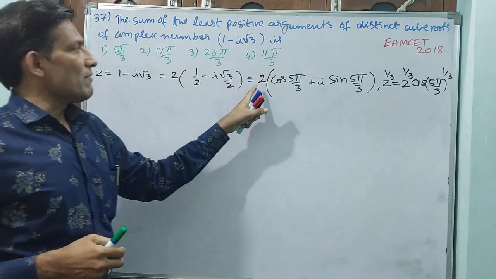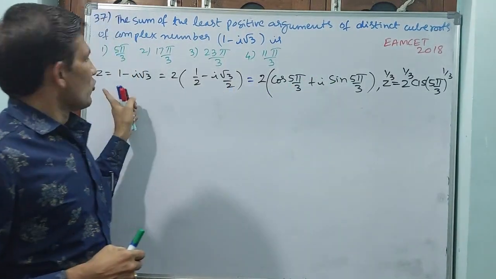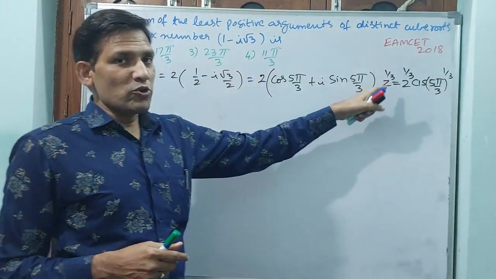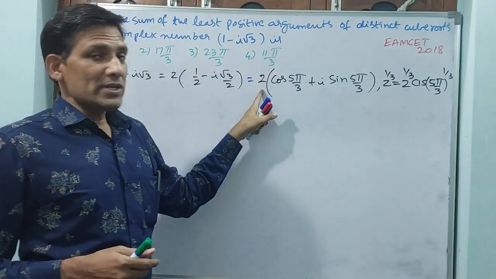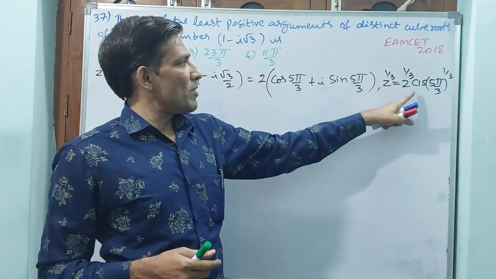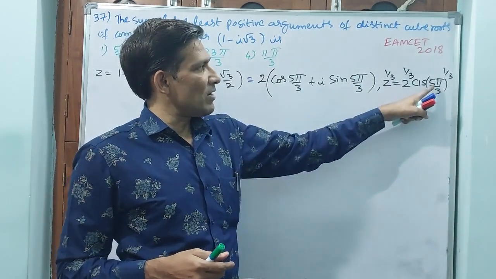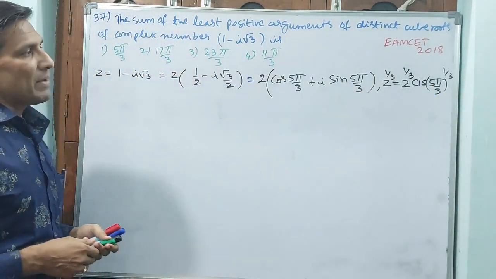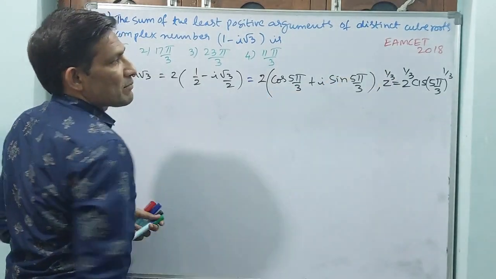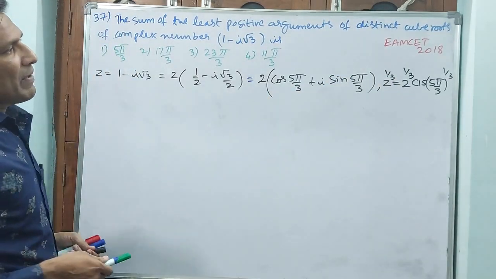Because 1 by 3 will come for all, no? Cube root, Z power 1 by 3, because we want the cube root. 2 power 1 by 3, the 2 is also there, that also you have to take. 2 power 1 by 3, CIS 5 pi by 3. Because plus is there, that is why I have not written the minus. If it is minus, then CIS minus 5 pi by 3 you have to write, whole power 1 by 3.